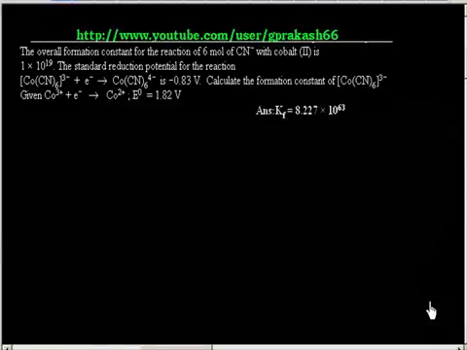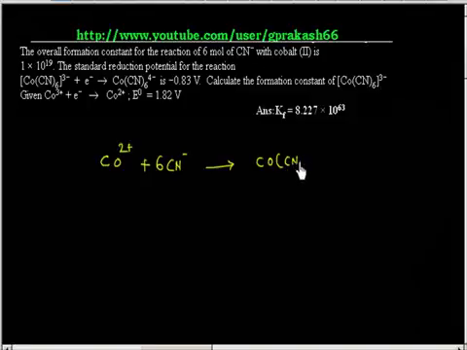Now this problem is again related to metal insoluble salt electrode. We have been given the formation constant for CN minus and cobalt 2 plus. So you have cobalt 2 plus, and this reacts with 6 moles of CN minus. This will form the complex Co(CN)6.